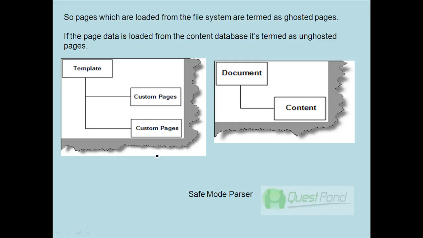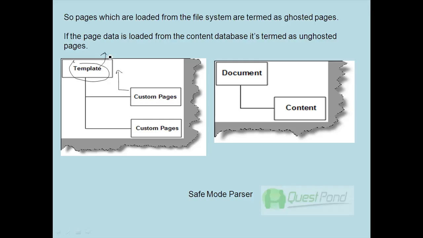Now any page which is lying in the file system always uses a template. Any page in your SharePoint web application always uses a template. It can be a master page template, it can be your own custom page template, and what SharePoint does is internally it loads this template only once into memory. The differences between the template and the custom page are applied to the custom page.